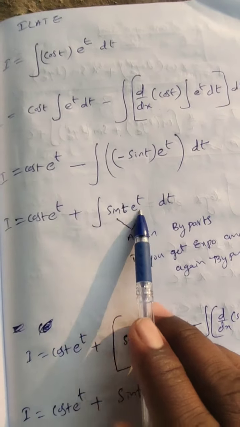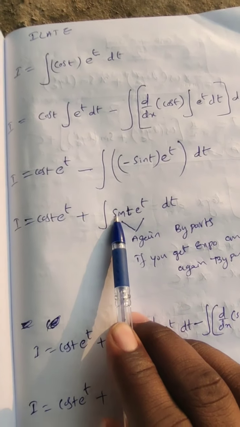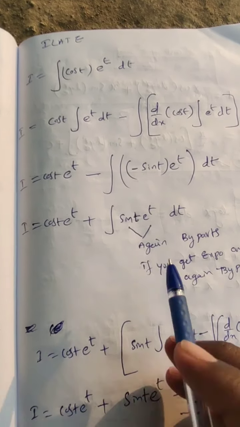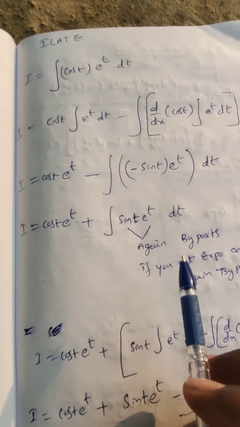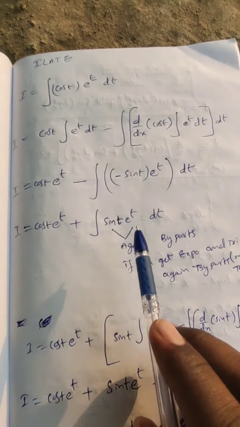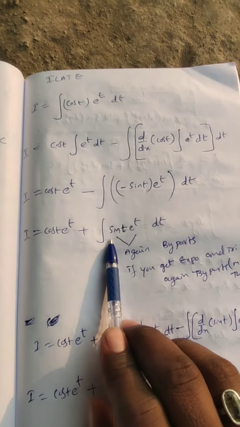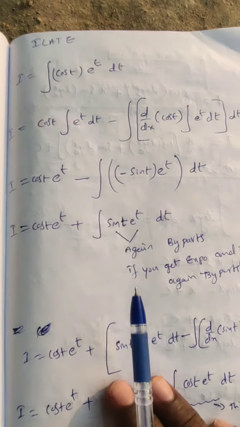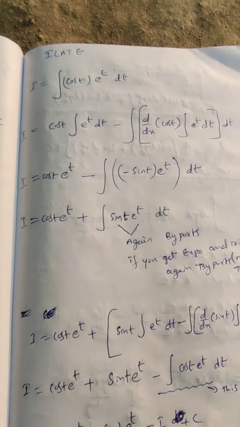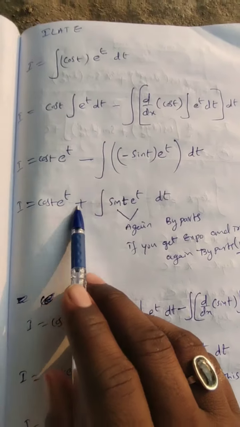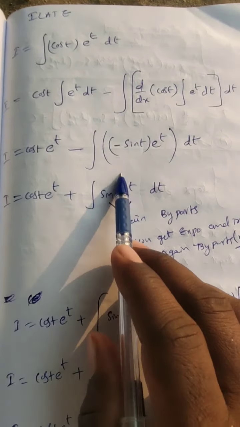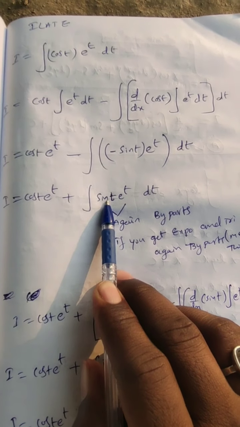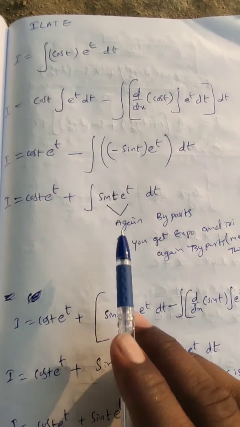See here, this is again a product of two functions. Means you have to do by parts again. This is the importance of this question. Whenever you have an exponential function in a product with another function, trigonometry, most of the times you have to do differentiation and integration again. So let us keep the whole thing the same, and now do this one by parts. Again the first function is sin t, e power t is the second function.